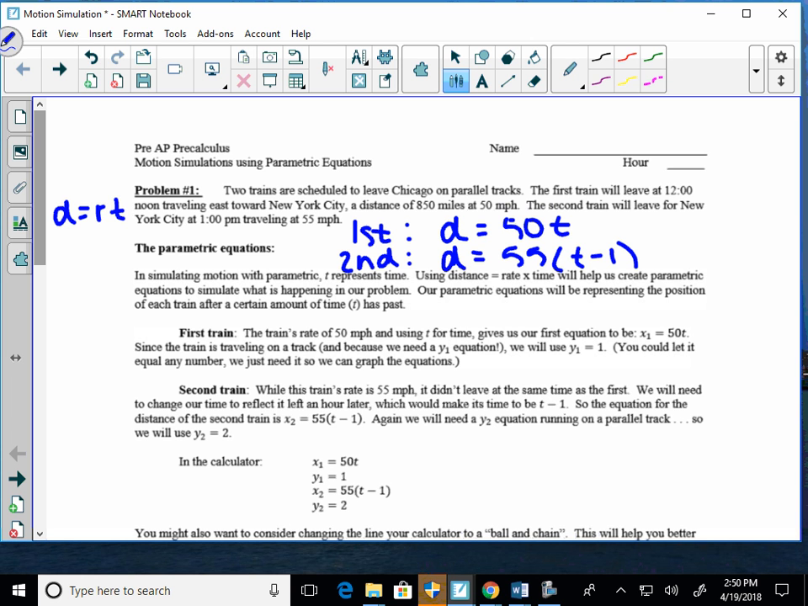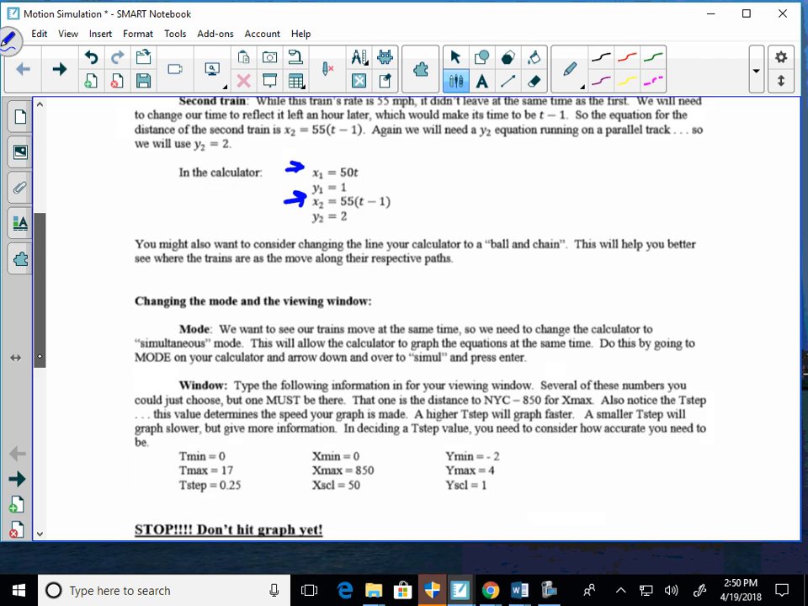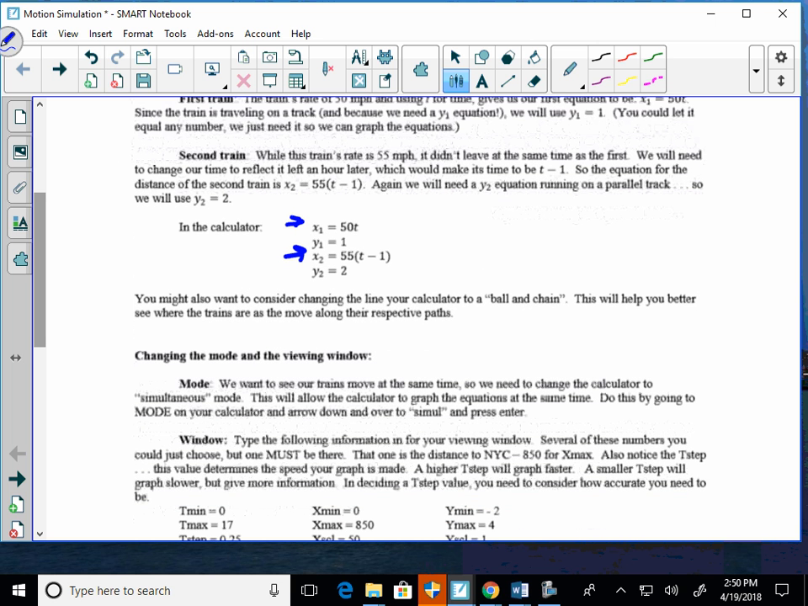We're going to say x sub 1 equals 50t, and we're going to say x sub 2 equals 55 times t minus 1. But do you see this y sub 1 equals 1 and y sub 2 equals 2? Well, the purpose of doing this in parametric equations is that we're going to have 2 lines going across our calculator screen, and they're supposed to be the trains. We want to see them separately. We don't want them to be on top of each other. So that's why one of these is 1 and one is 2. I can let it be 10 and 15, just as long as they're not the same number.